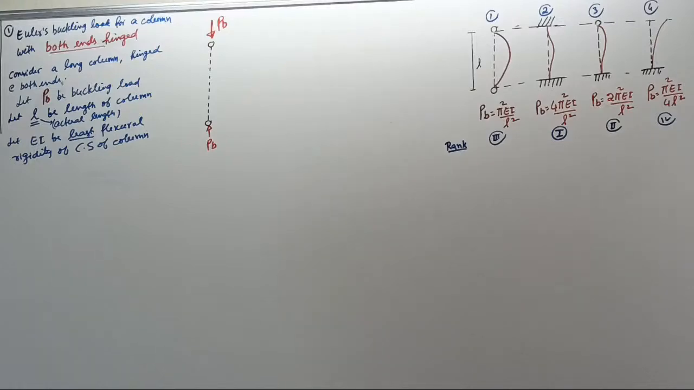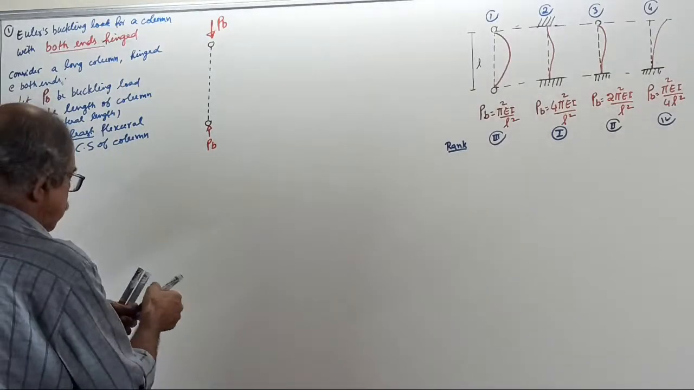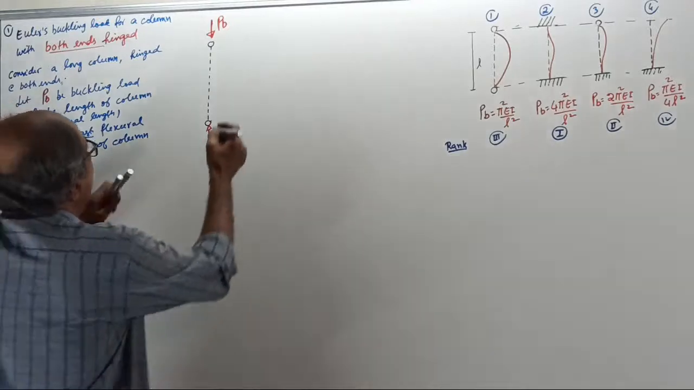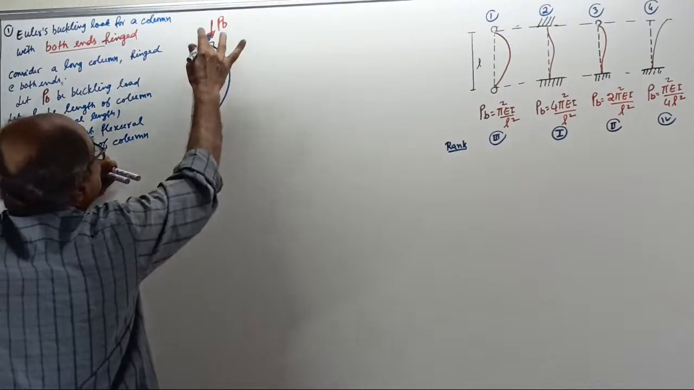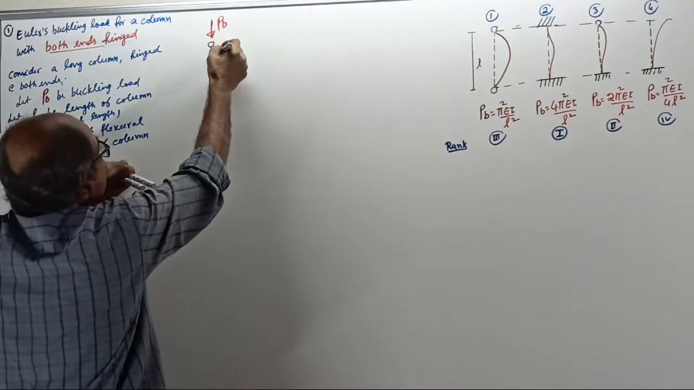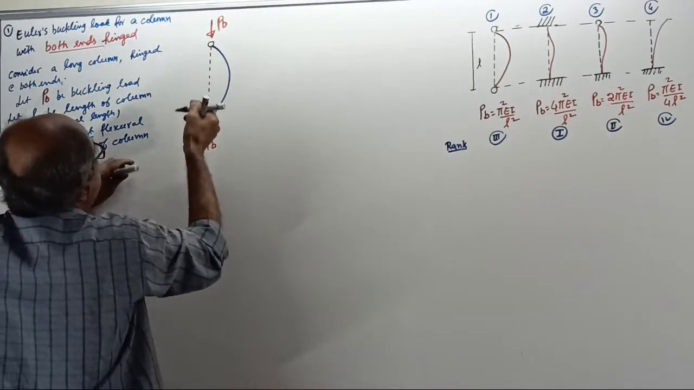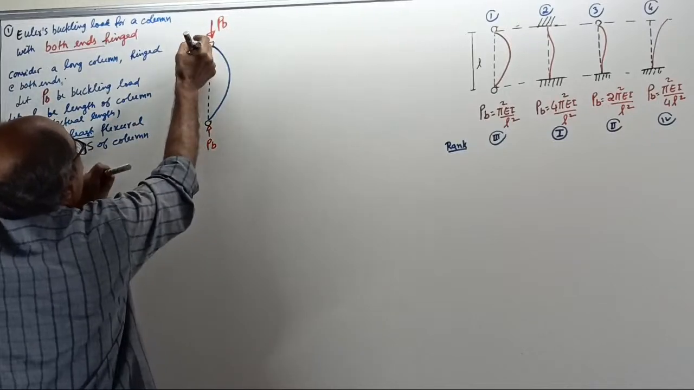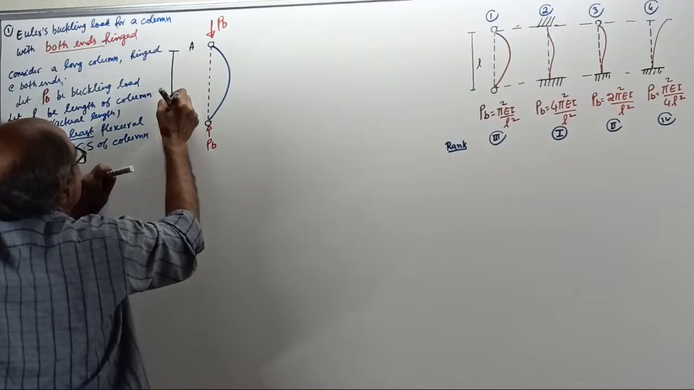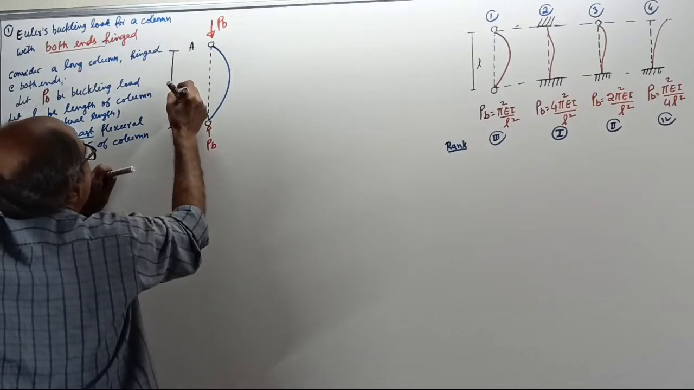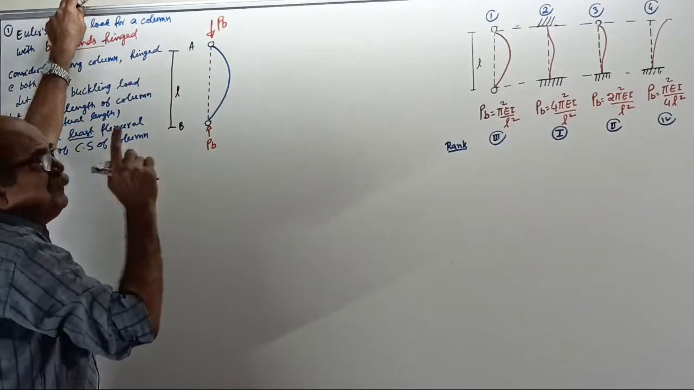Yes, okay. Now, elastic curve, I will put in blue color. See, this is the elastic curve. Dotted line is the initial line. Now, this is the direction. I will take this point as A, this point as B. Length I will mark here. And now itself, I will put the boundary condition.